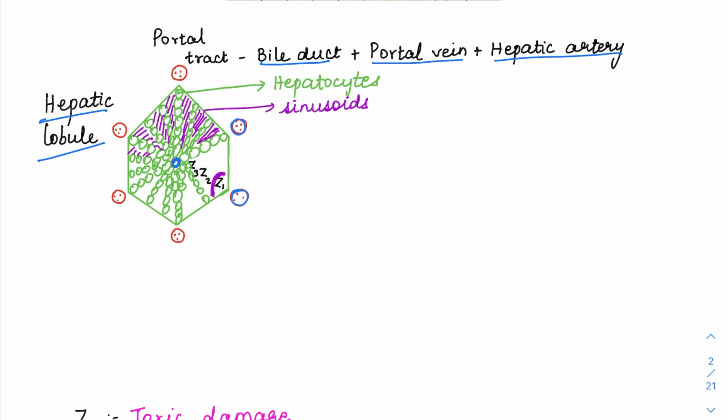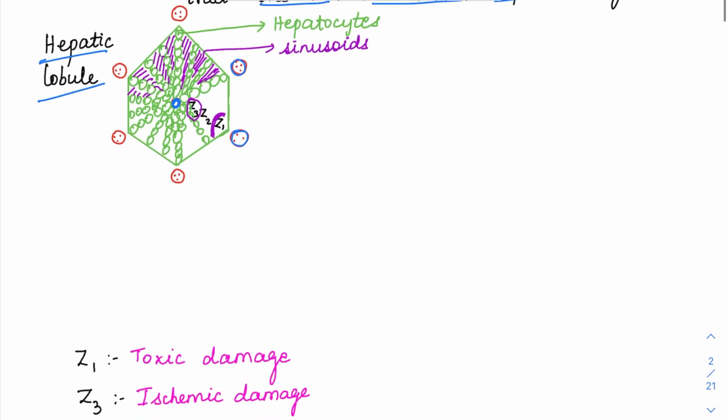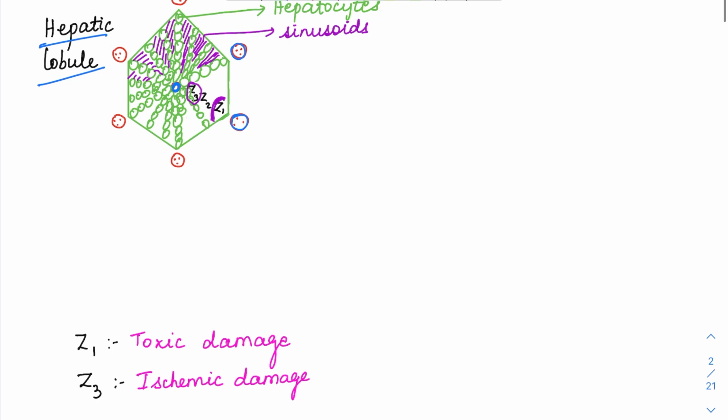While zone 3 is the one nearest to the central vein. So here it is going to be far away from the portal tract, right? So the blood supply is going to be far away also. Whenever there is an ischemia, this zone 3 is the one which will show necrosis first. So zone 3 is particularly prone to ischemic damage.